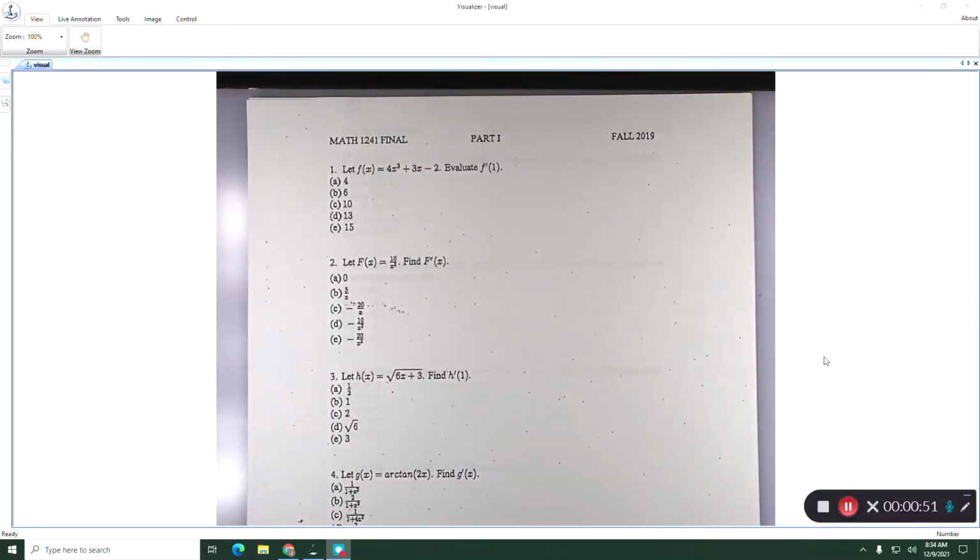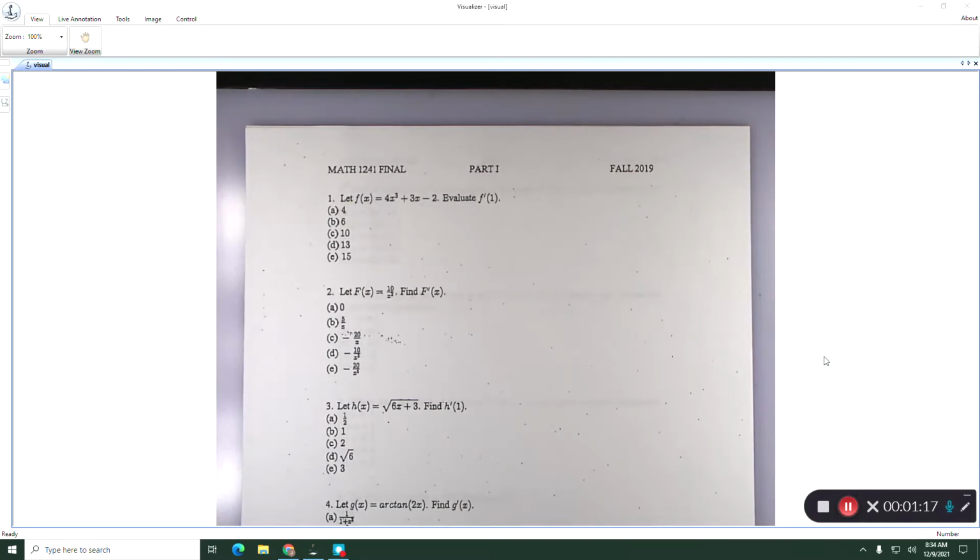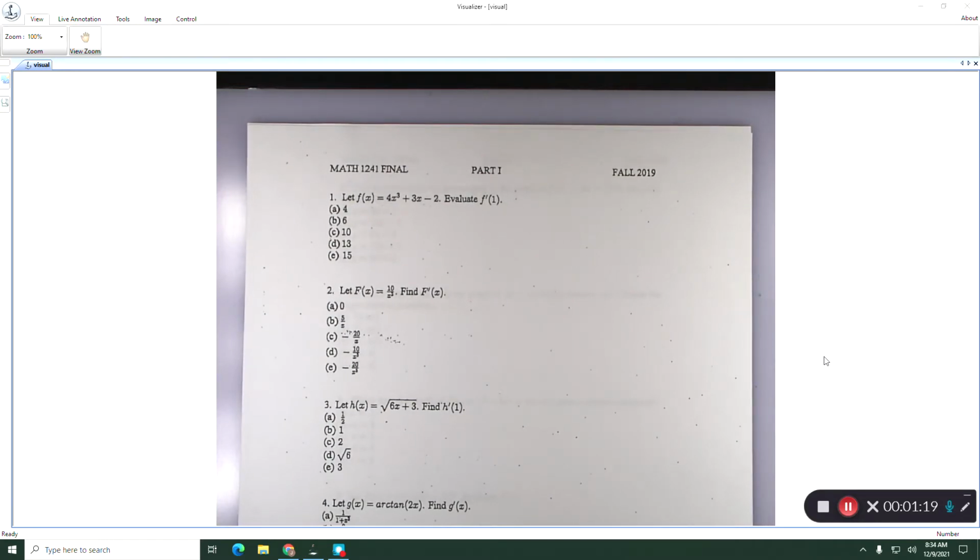So let's get started. Part one of your final exam, you will not have a calculator. You will not have access to your calculator. I'm not too sure about where that calculator will be placed, either underneath your seat or up at the front, but you will not have a calculator for this first part. Now, let's start with this first question, and everyone can see, right?